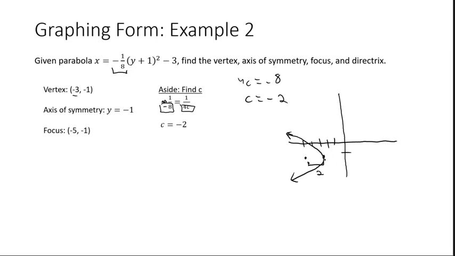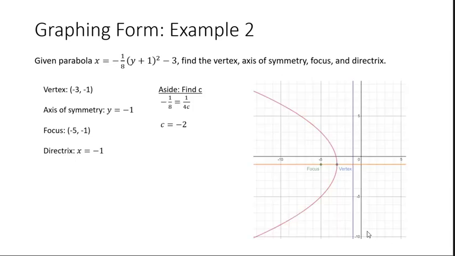And then to get to the directrix, we have to go this direction 2. So we have to subtract negative 2, which means basically we're adding 2. So we're adding 2 to the x value of negative 3. Negative 3 plus 2 would give you negative 1. So it's actually going to be right here. So that directrix would be right here at x equals negative 1.